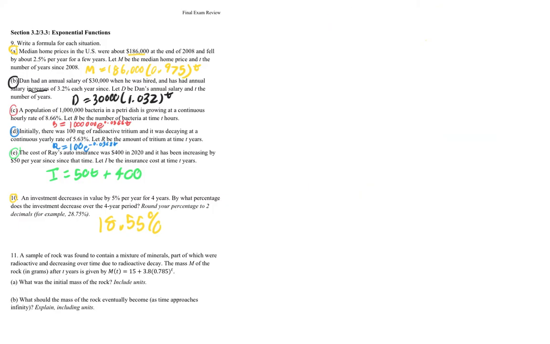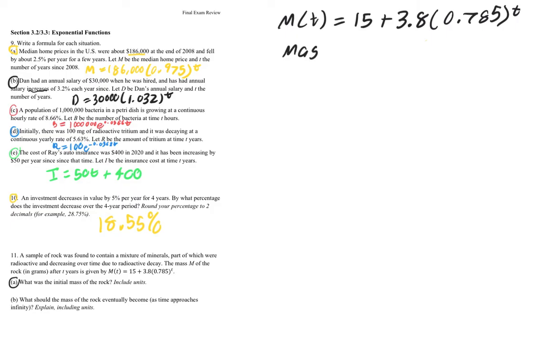So now looking at question 11a here. So 11 says a sample of rock was found to contain a mixture of minerals, part of which were radioactive, decreasing over time due to radioactive decay. The mass of the rock in grams after t years is given by the function m of t is equal to 15 plus 3.8 times 0.785 to the power of t. So part A wants to know what was the initial mass of the rock. So what is the rock's mass at time t equal to 0?